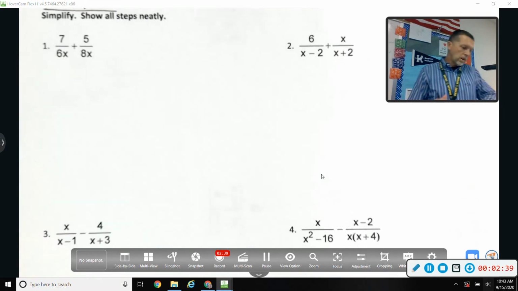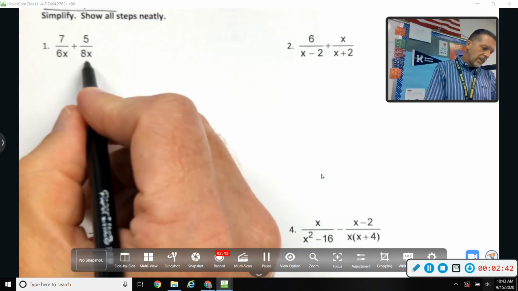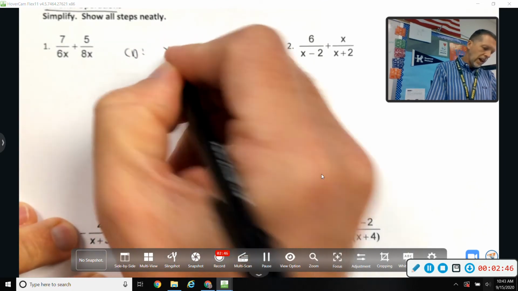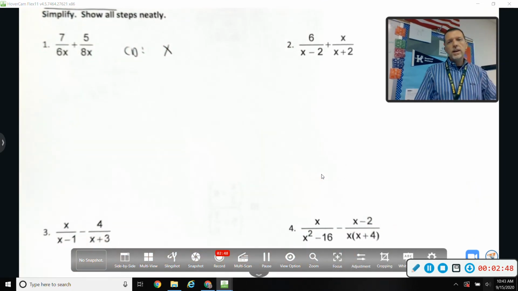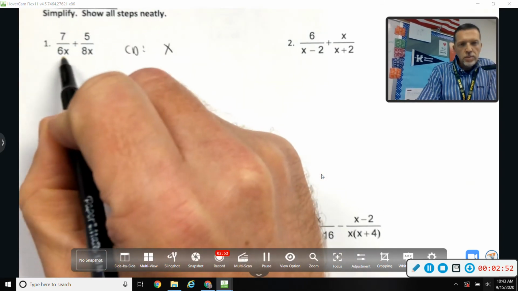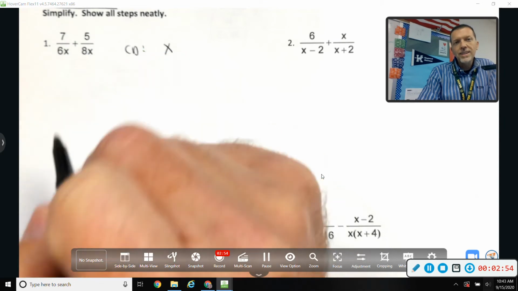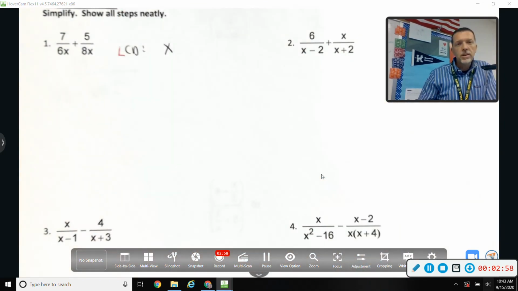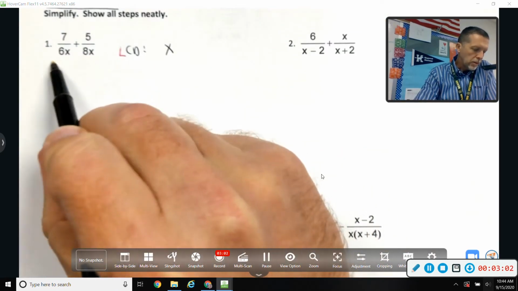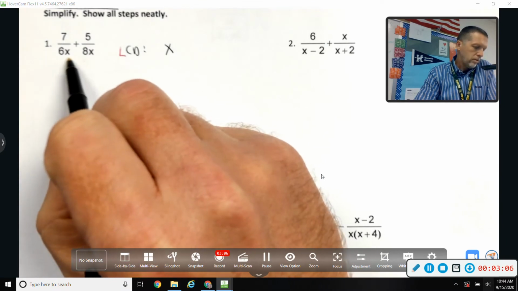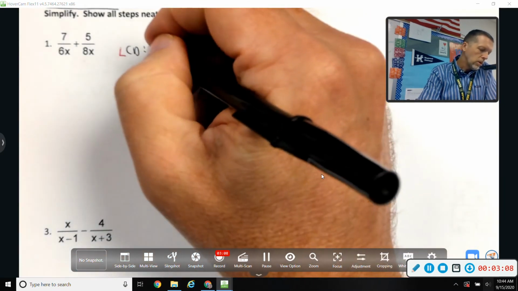So number 1, 6x and 8x. I need a common denominator. It will definitely include an x. And then I need a common denominator for 6 and 8. Some people always multiply these, and that works, but that's not a least common denominator. So I'd really like a least common denominator because that would make my life a little easier. Smallest number that both of those would go into, let's see, 24. They both go into 24.